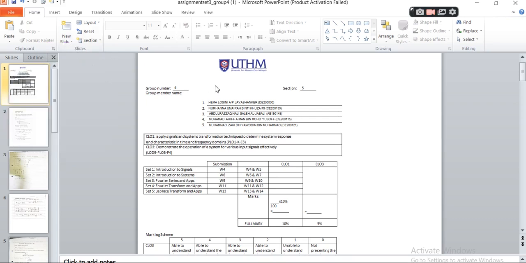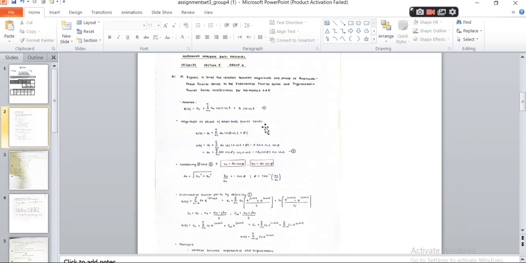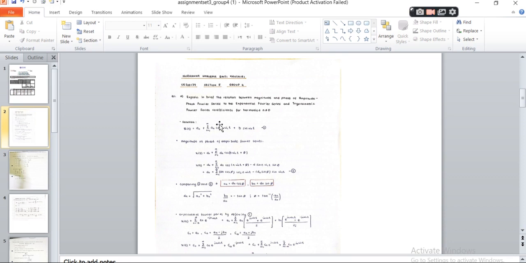So I'm going to do the presentation for the assignment on signals for the group, which consists of Hemel Lusin, Nur Hanan, Muhammad Afif and Muhammad Zaki. The first question was: explain briefly the difference between the magnitude and phasor of the amplitude phasor Fourier series, the exponential Fourier series and the trigonometric Fourier series.